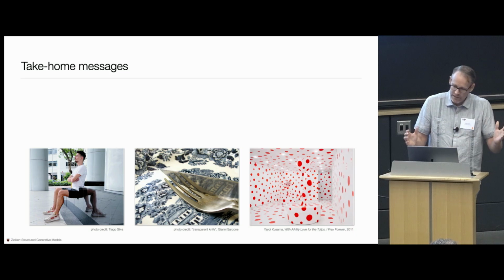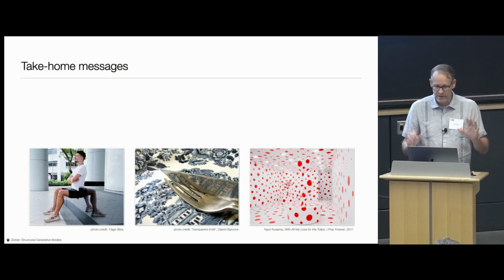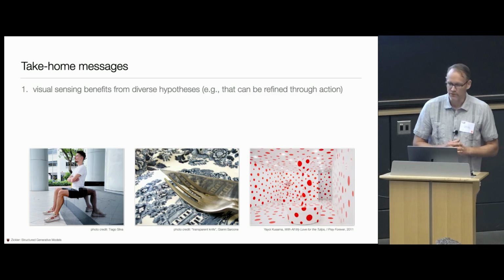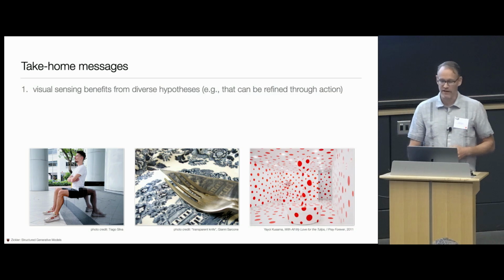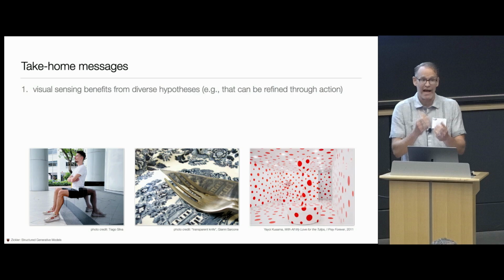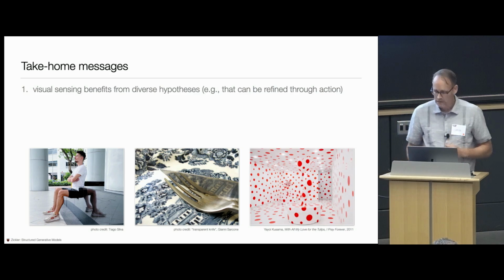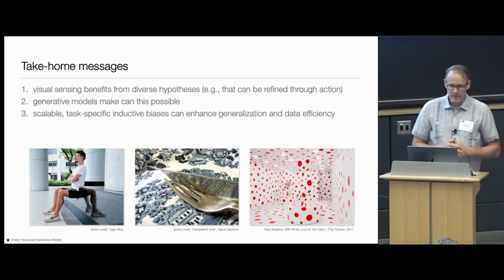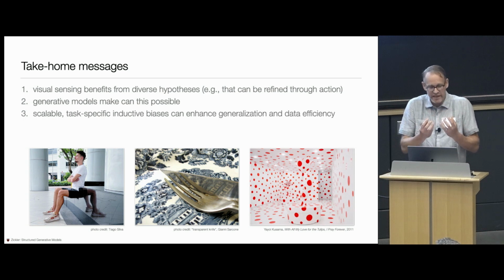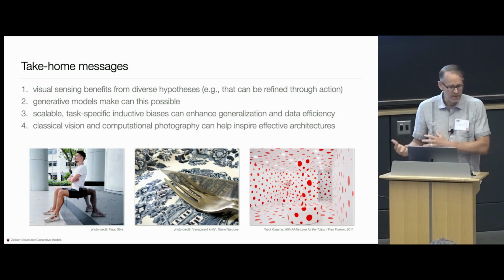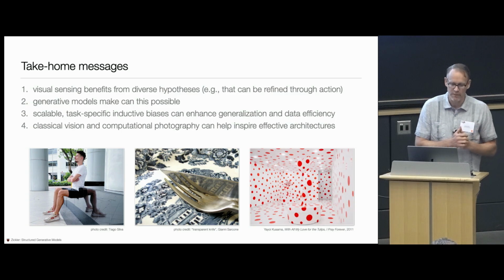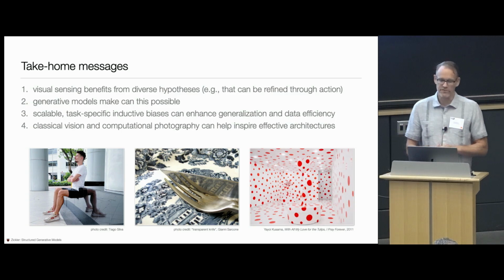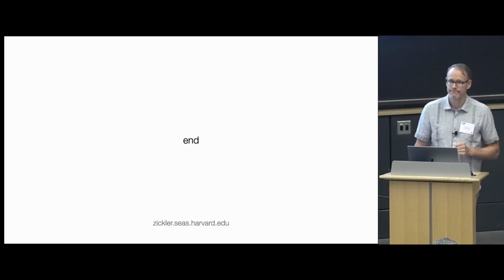Okay, so here are the take-home messages. The visual world is ambiguous, so visual sensing benefits from producing diverse hypotheses that you can then refine by action, say by touch or by moving around and capturing more measurements. Generative models make this possible. If you can put in scalable, task-specific inductive biases, you can enhance generalization and data efficiency. And I think we can still draw on classical vision and computational photography insights to help inspire more effective architectures. Thank you very much.